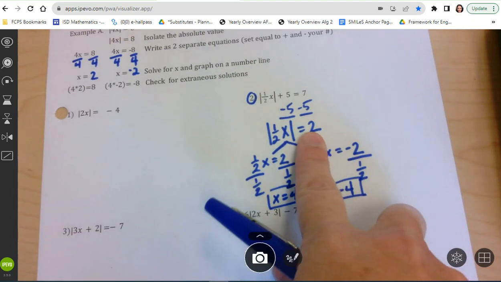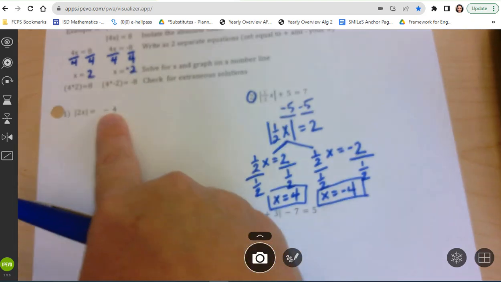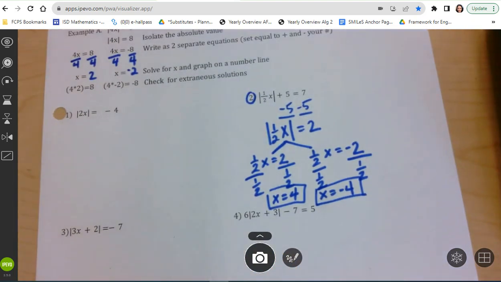But this number over here has got to be positive. Because absolute value makes everything positive. So absolute value equals a negative number, that doesn't make any sense. There's no number I can put in for x to make this true. So from the very start, we know there's no solutions.